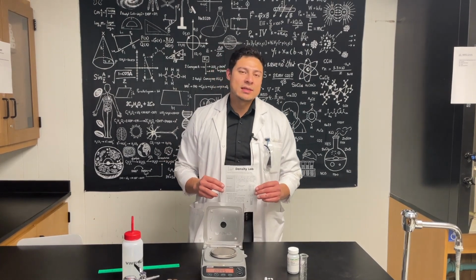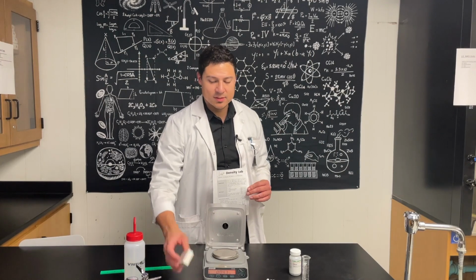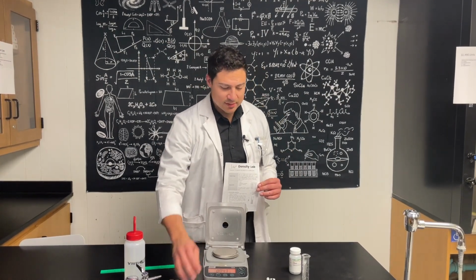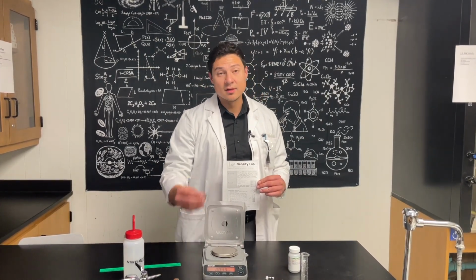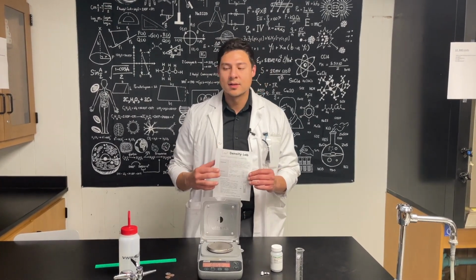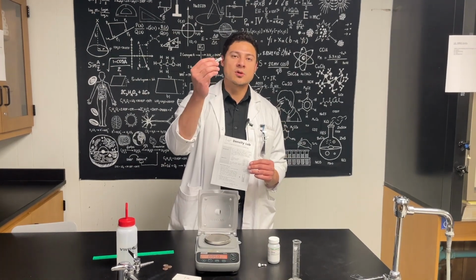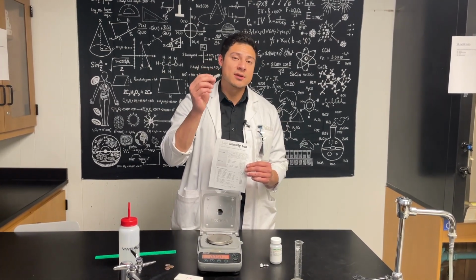So we're going to be doing the density lab. We're going to be trying to find the density of different objects. For example, we're going to find the density of this object. We're going to find the density of a penny, the density of aluminum pellets, and the goal is to find the density of an unknown object. So this unknown object is what you're trying to identify at the end.